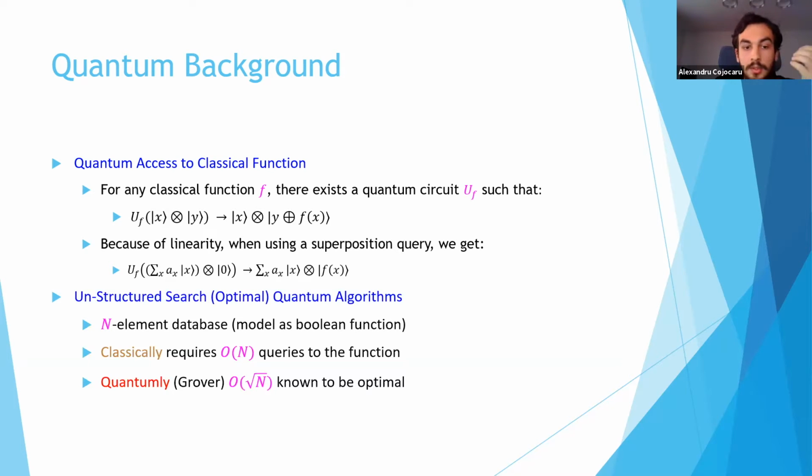Now, since we mentioned the possible quantum speedups, and since we also want to say something that is relevant to our problem, we can mention searching. In a search problem, we have an n-element database, and we know that to find the solution classically, we need n queries. But quantumly, using Grover, we know that we only need square root of n, which is also the optimal algorithm.